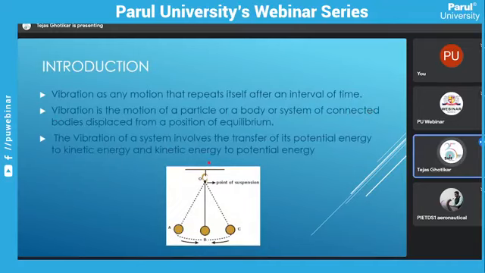So now, first of all, what is vibration? Vibration is a motion that repeats after an interval of time. There are two types of vibration. It may be periodic or it may be random. Periodic means it repeats at a regular interval. If one oscillation takes 1 second, the second also takes 1 second, and the third also takes 1 second. That is periodic motion. It takes the same interval.